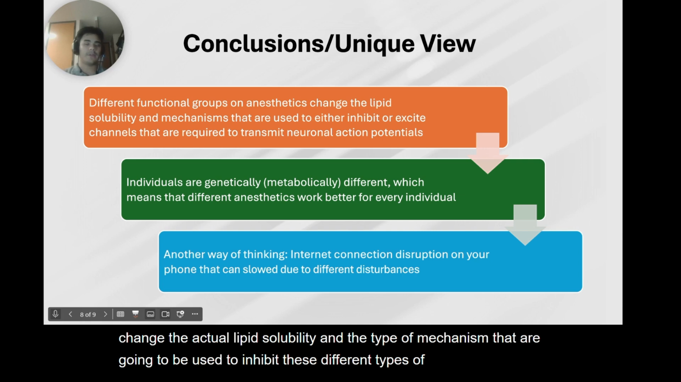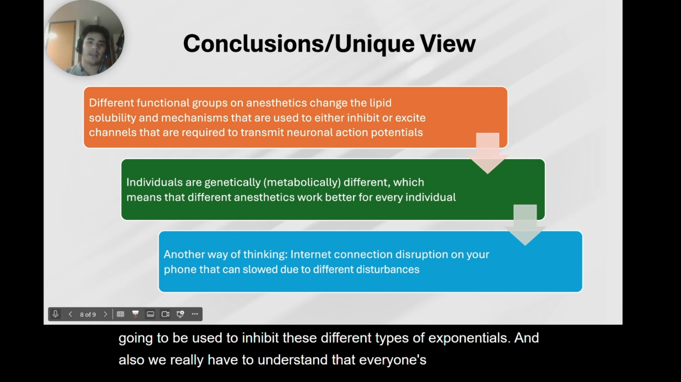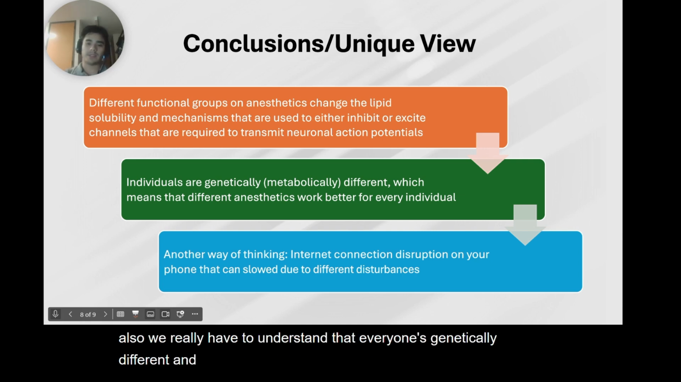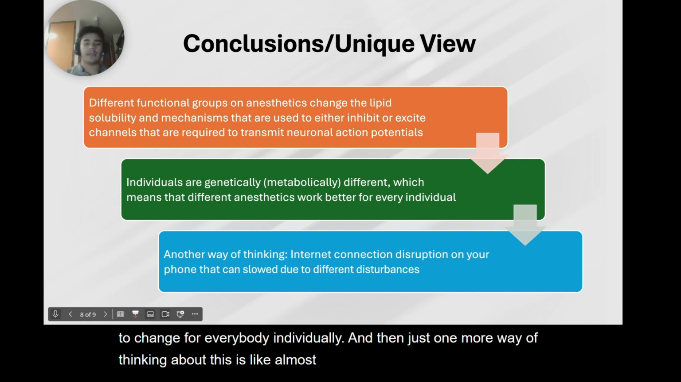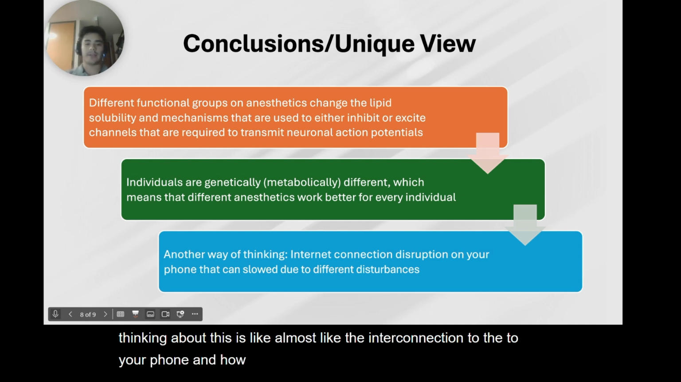And also, we really have to understand that everyone's genetically different, and how people process these anesthetics is going to change for everybody individually. And then one more way of thinking about this is almost like the internet connection to your phone: if you disrupt that internet connection, then everything basically shuts down.